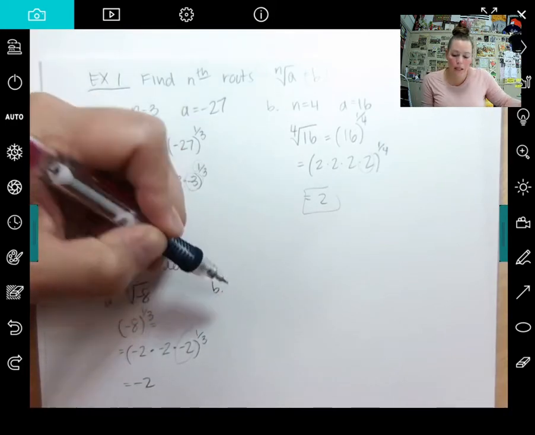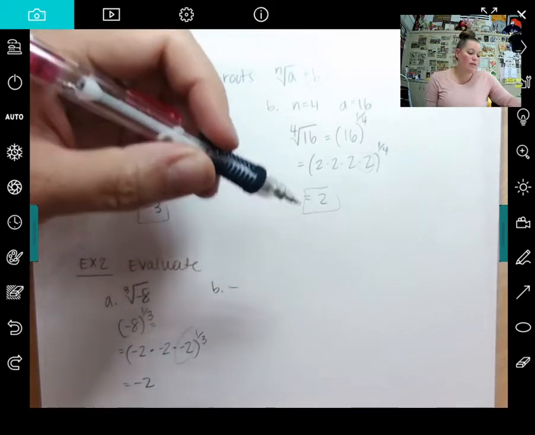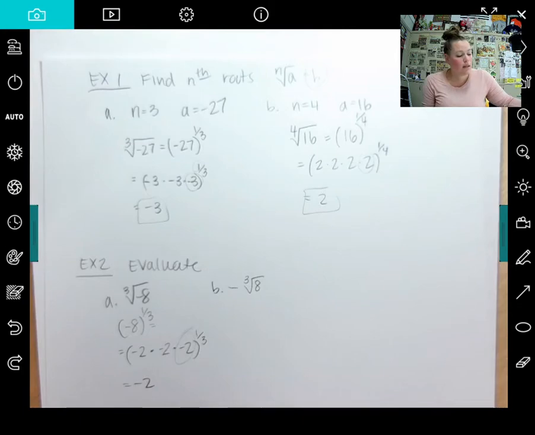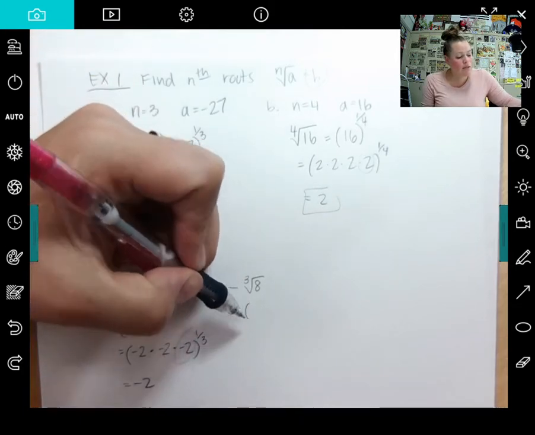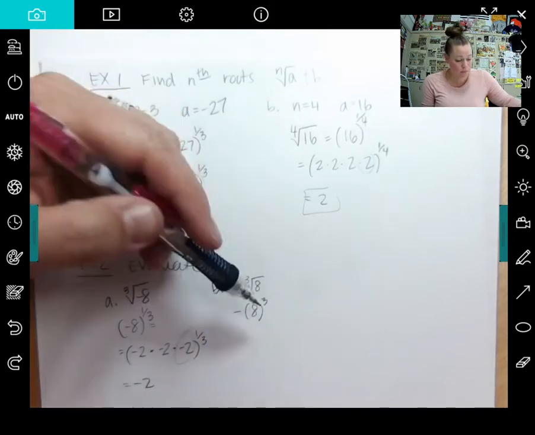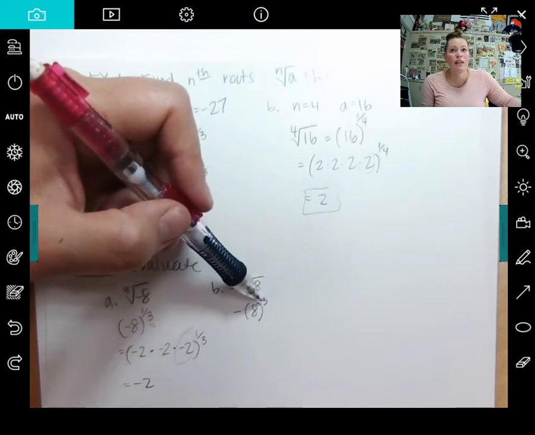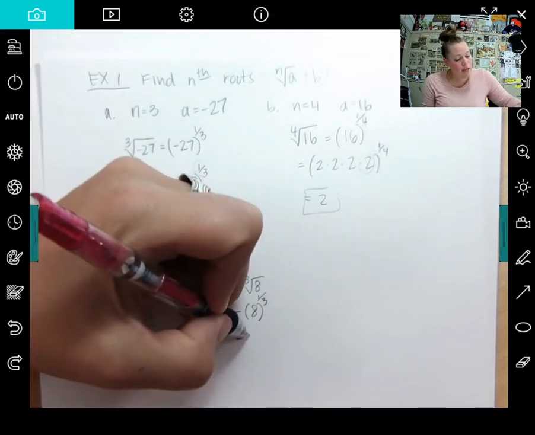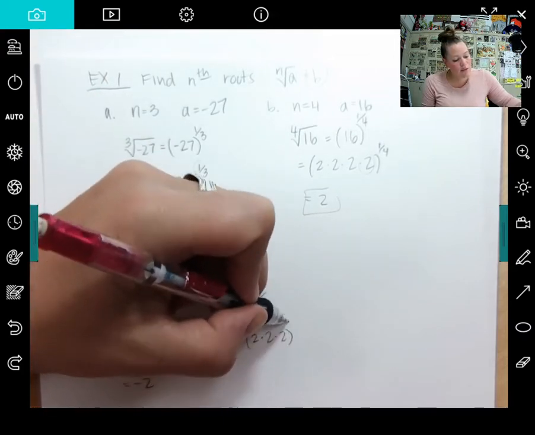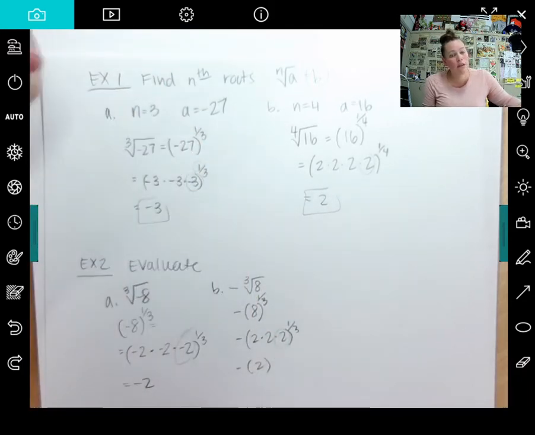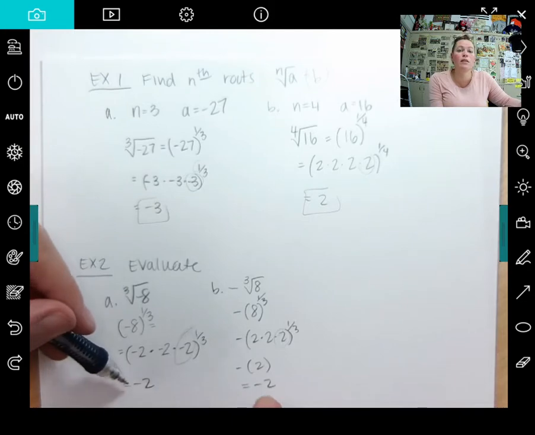For B, we have the negative on the outside, cube root of 8. So there's this negative sign floating out here, and we are going to take the cube root of 8. We do the parentheses first, and then the exponents. That should be a 1/3, sorry. So negative, and then 2 times 2 times 2 to the 1/3. If we just took one of those, that negative would still be out in the front. So our answer should be -2. So this is 2 different ways to get the same answer. Notice that.